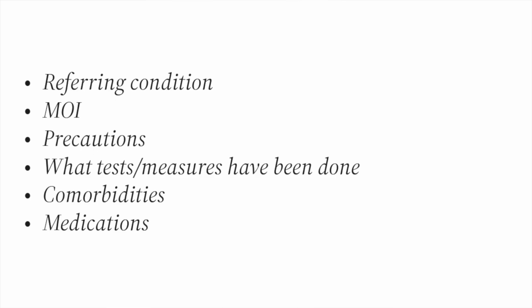Overall, the main things that I like to look for in my chart review within the outpatient setting are the referring condition, the method of injury if there was one, any precautions that the patient might have, what tests or measures have been done, whether that's special tests or outcome measures that can help you track things over time. You want to know some of their comorbidities as well as medications they may be on.